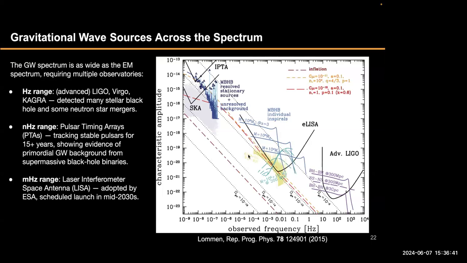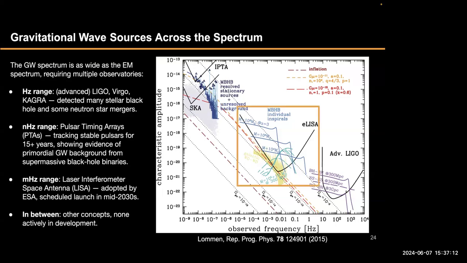And then in between, or at least in the frequency of millihertz, we have the future space-based observatory LISA, the Laser Interferometer Space Antenna, which is in the works and is scheduled to launch in the middle of the 2030s. And then in between those scales, there are other concepts involved, but there's no project being currently actively developed to explore those regions as far as I know. But we're going to focus a little bit more on LISA because this is what the work that they were trying to do focuses on.